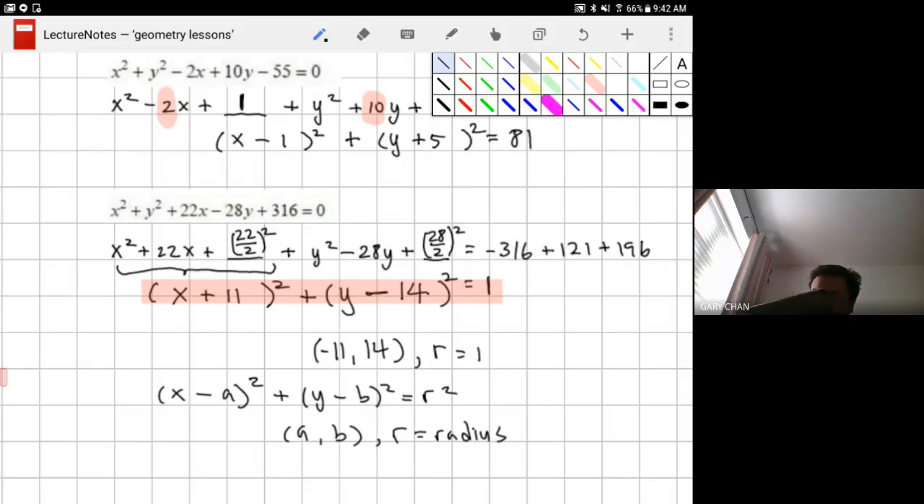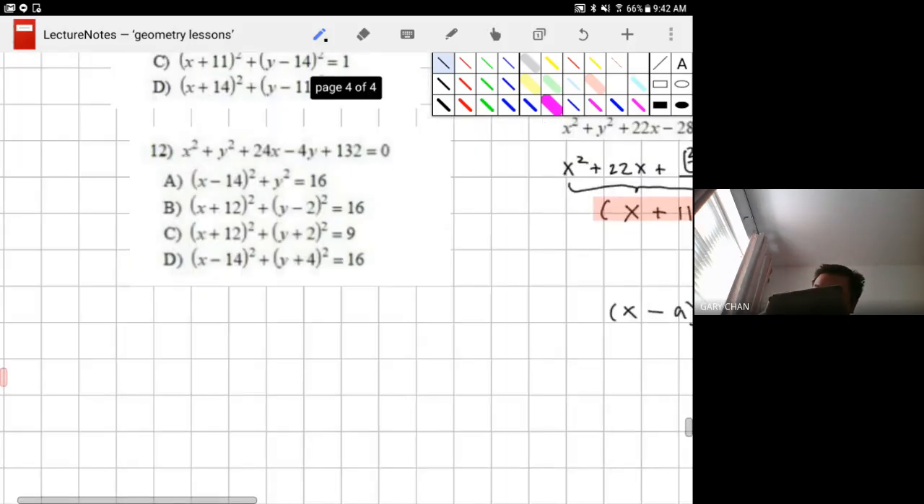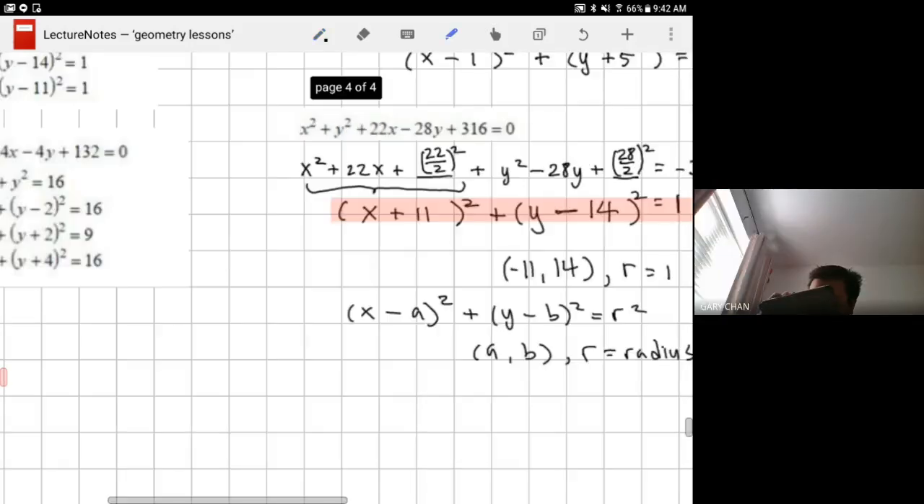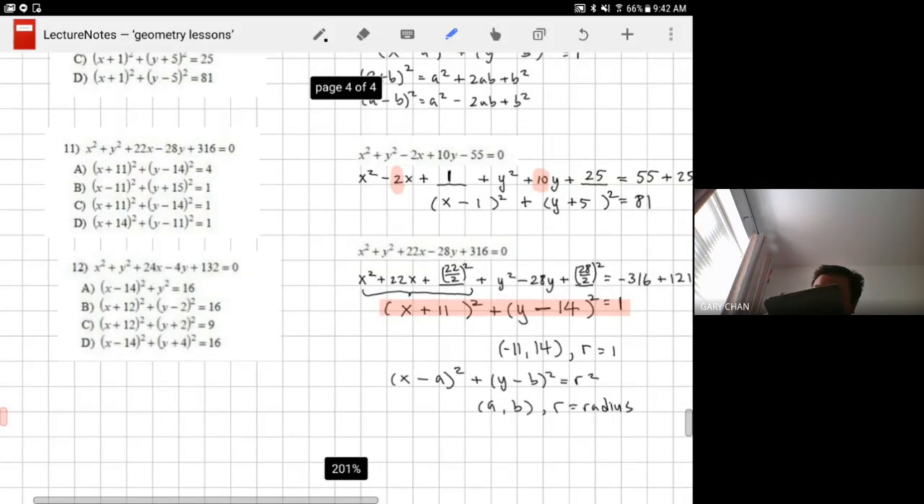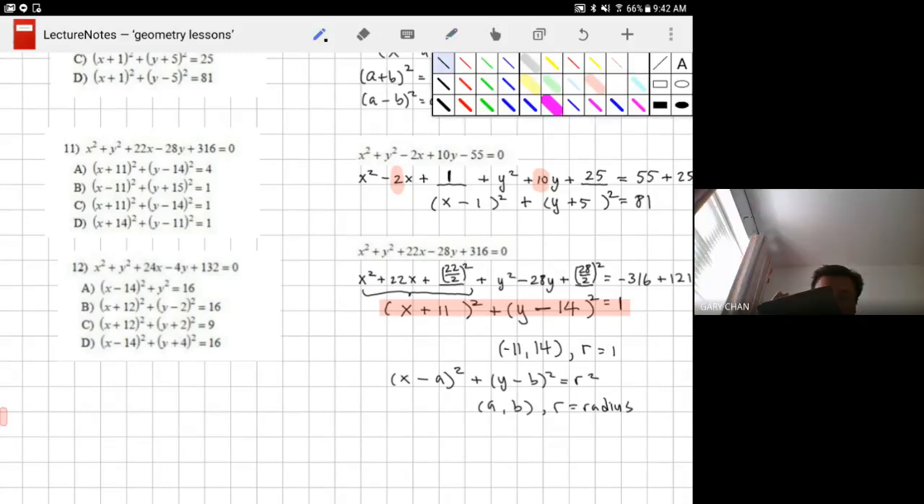Okay, let's take a look at the last problem. The center is negative 11, comma, positive 14, and the radius is 1. So what's the answer option there? x plus 11 or x minus 11? So the center is negative 11, comma 14, right? But the question isn't asking for the center, it just asks for the equation. I'm asking what the center is because I want to push you a little further to interpret more than what the question is asking. So it's C, right? The answer choice is C, yes.